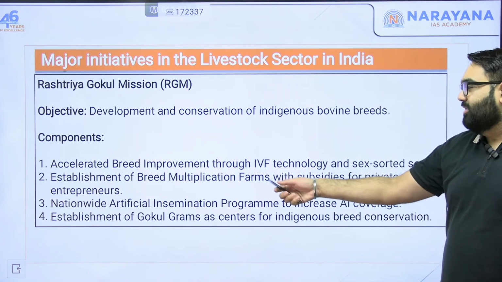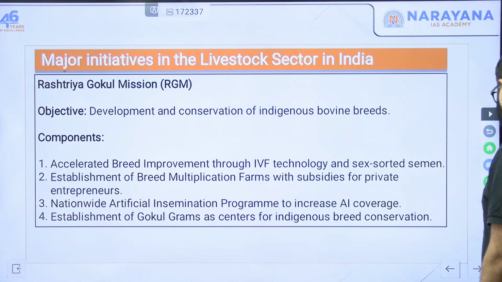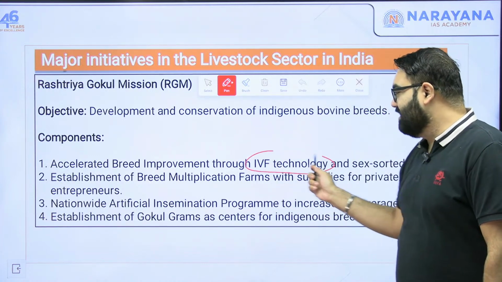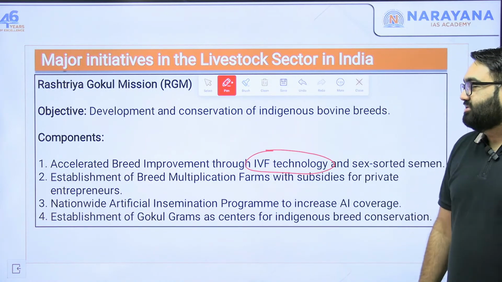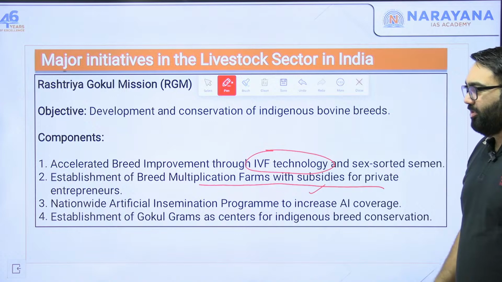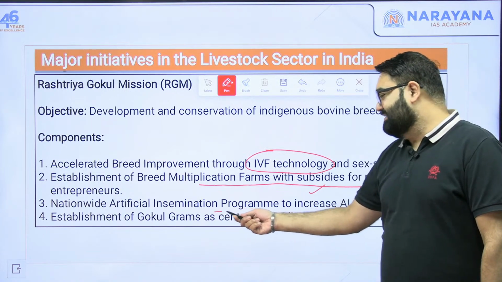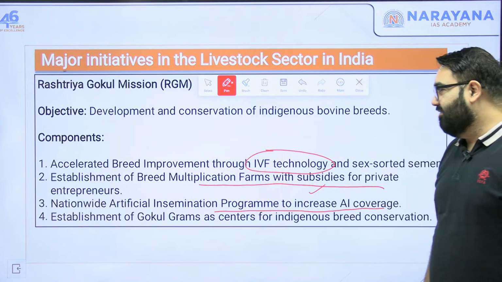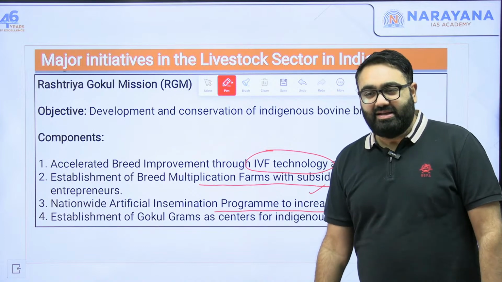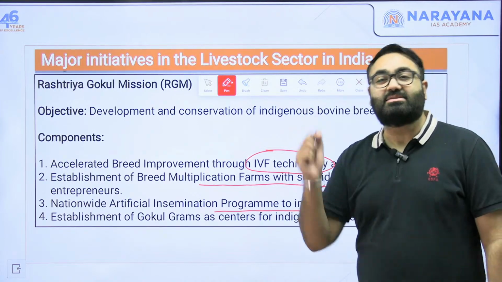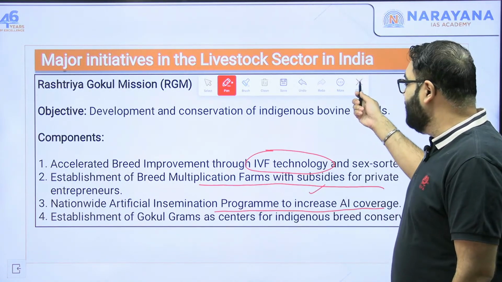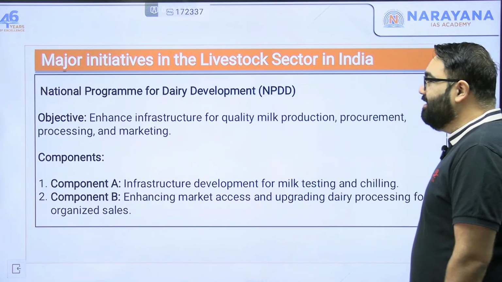It is about breed improvement through IVF technology, making sure that the indigenous bovine population does not get a significant drop. It has also led to the establishment of breed multiplication farms, specifically led by private entrepreneurs. There is an artificial insemination program to increase the coverage of this entire mission across the country. All this is being done to give a push to indigenous bovine species, rather than farmers shifting more and more towards exotic and mixed breeds.